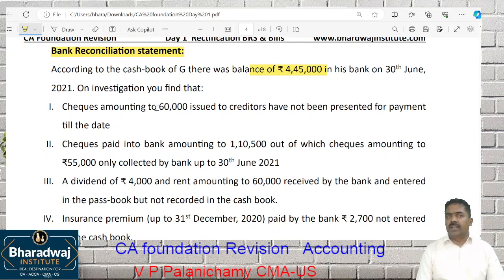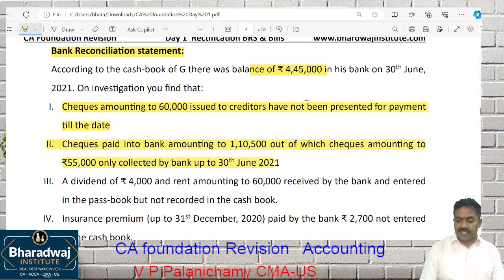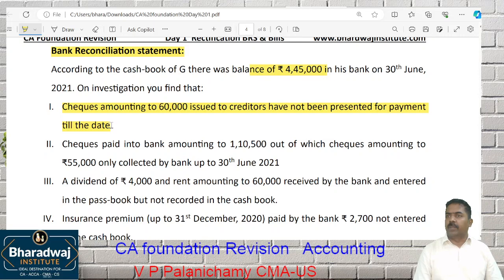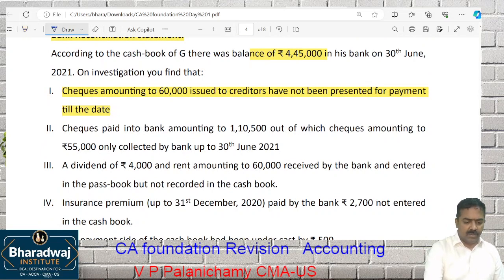For preparing the amended cash book, the transaction should have happened. For the first one, checks amounting to 60,000 issued to creditors have not been presented for payment. Whether the money has been paid or not paid? Money has not been paid by the bank. Will it affect your amended cash book? No, it will not affect.